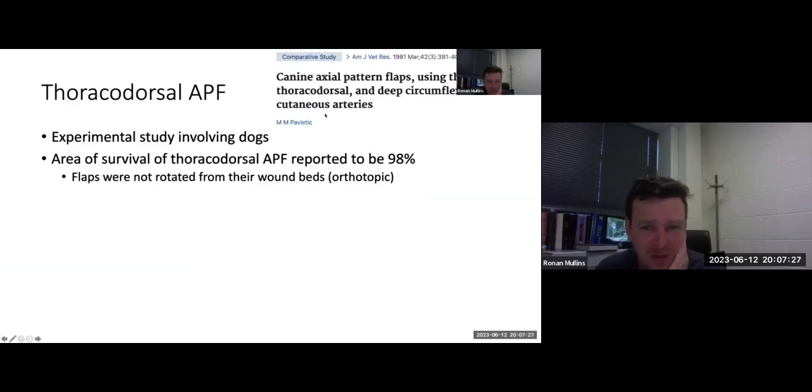One of these is an older study, again by Pavletic, an experimental study, but the flap wasn't moved into a new position, so what's called orthotopic. Basically the flap is elevated and just replaced in its original position. So clearly this is just for experimental research, but a very high survival rate of 98%.